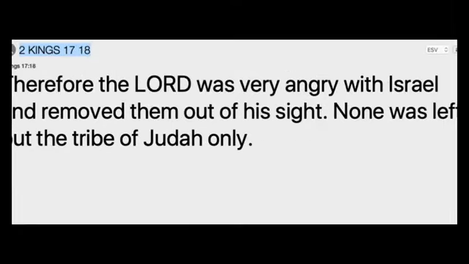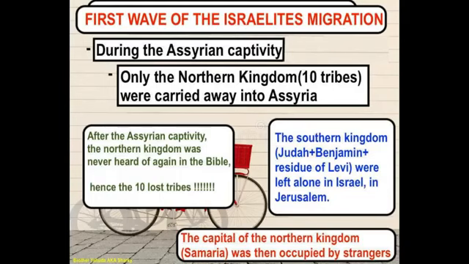And the Most High was very angry with Israel because of their transgression, and he removed them out of his sight, and none was left but the tribe of Judah only. Just like I said, only the southern kingdom was left alone in Israel. The northern kingdom was gone. Let's get some more.